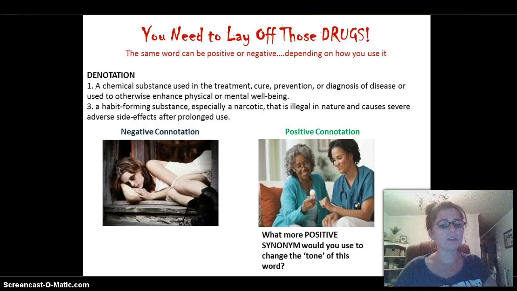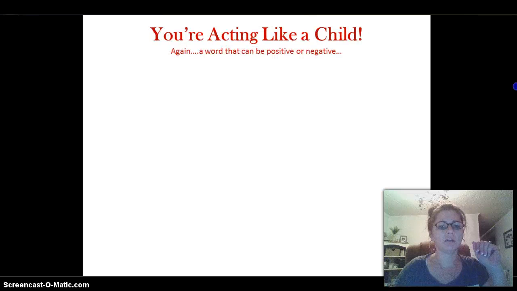So what's a more positive synonym you would use to change the tone of this word? If you are using it negatively, obviously you know how to do that. But if you wanted to say to somebody, oh, you're on prescription drugs, that doesn't sound positive. But when you use the synonym medication, it turns it into a very positive connotation. Oh, you're on prescription medication. So depending on which word you use, depending on which connotation you attach to it, it could either be positive or negative. Let's look at another example, a more fun one.